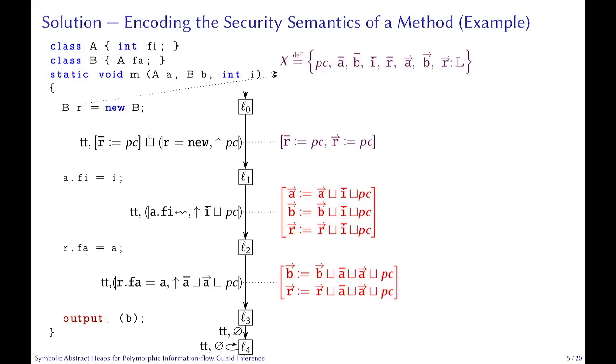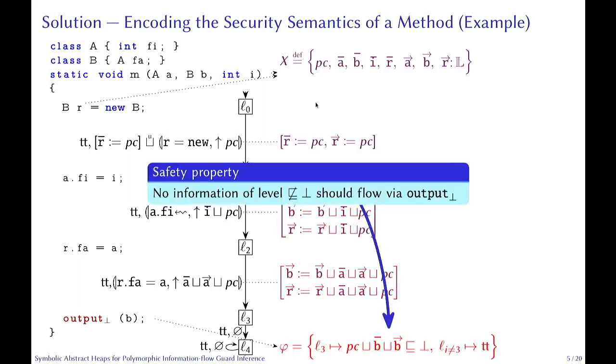Yeah, it stands for program counter indeed. Maybe I should have added a bar on top to make it more clear. So we expand that, and in the end, we have an output of information. And what we want is to express a safety property that any information given to output is public.